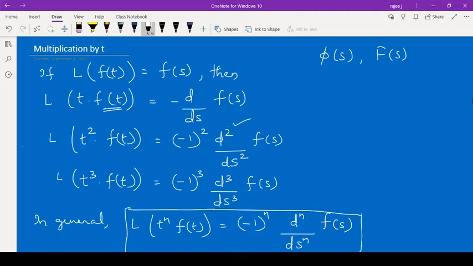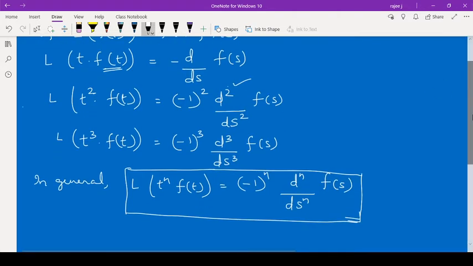Actually this is proved by the process of mathematical induction, but we do not need that proof, so I am not showing the proof here. Similarly, L of t cubed f of t is minus 1 raised to 3, d cubed upon ds cubed of f of s, and in general you can write L of t raised to n f of t is equal to minus 1 raised to n, d raised to n upon ds raised to n of f of s. So this is the concept of multiplication by t in Laplace transform.